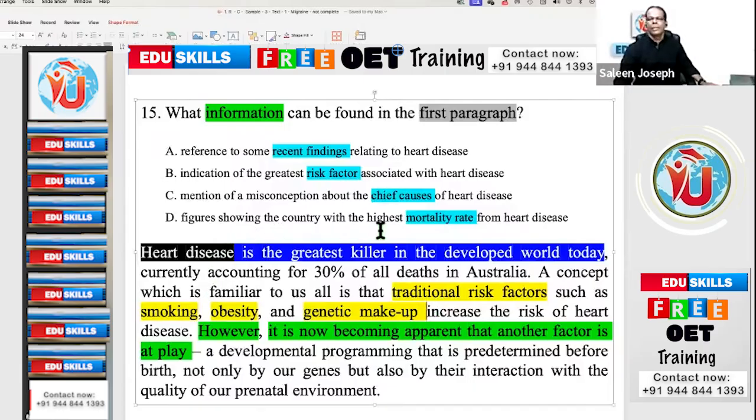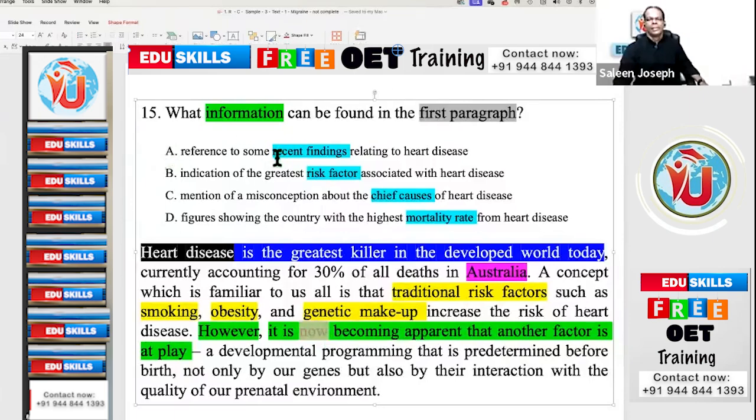Figures showing the country with the highest mortality rate from heart disease. It shows one country, but does it say anything about highest? Does it compare with anything? No, they don't compare at all. Only one country is mentioned, so you can't say highest. It's 30%. So ultimately, what is the answer? Option A.